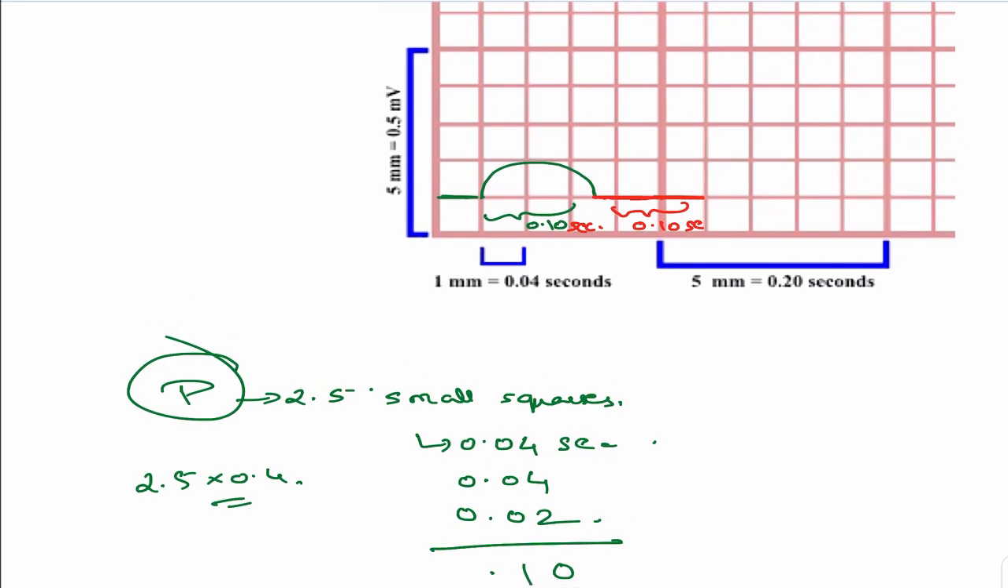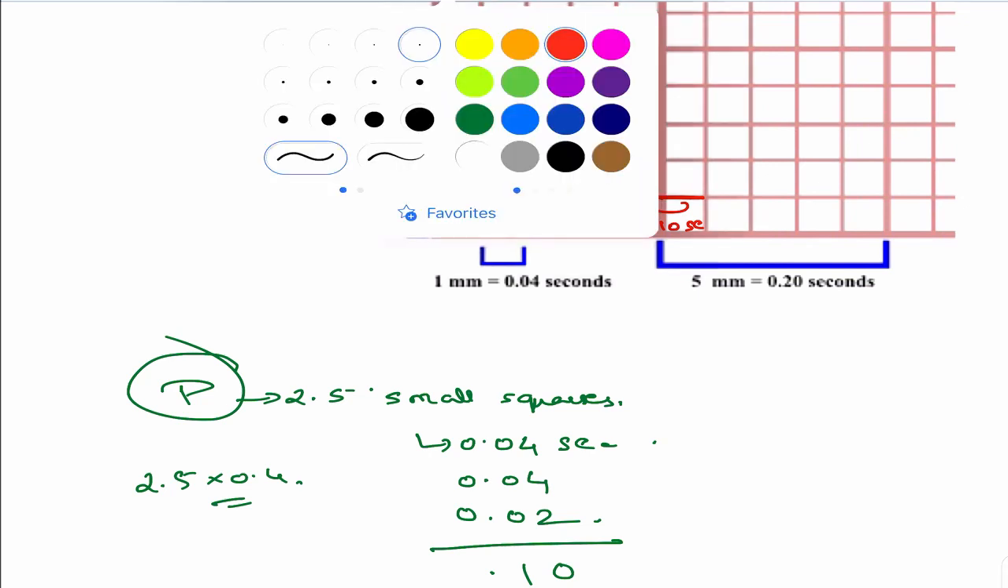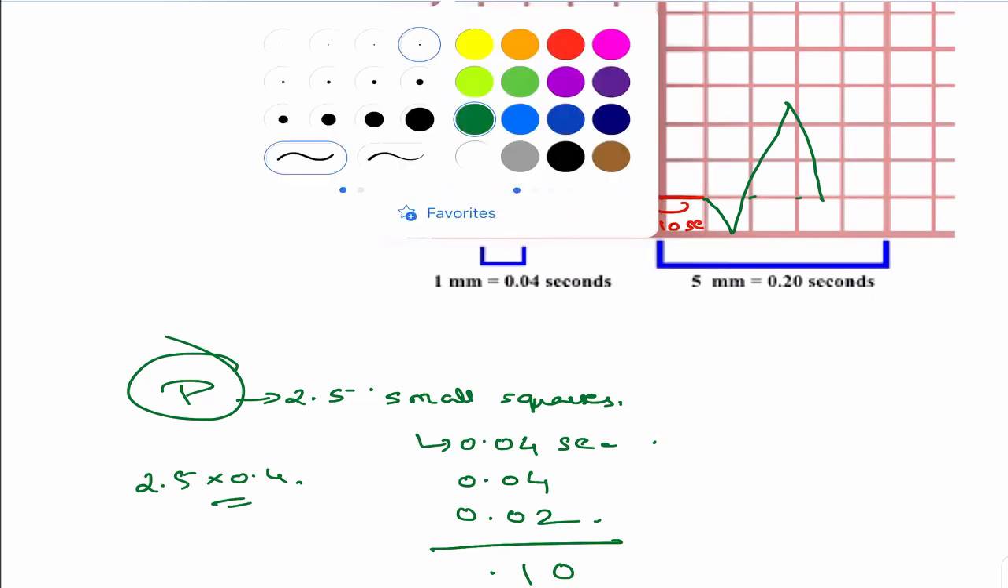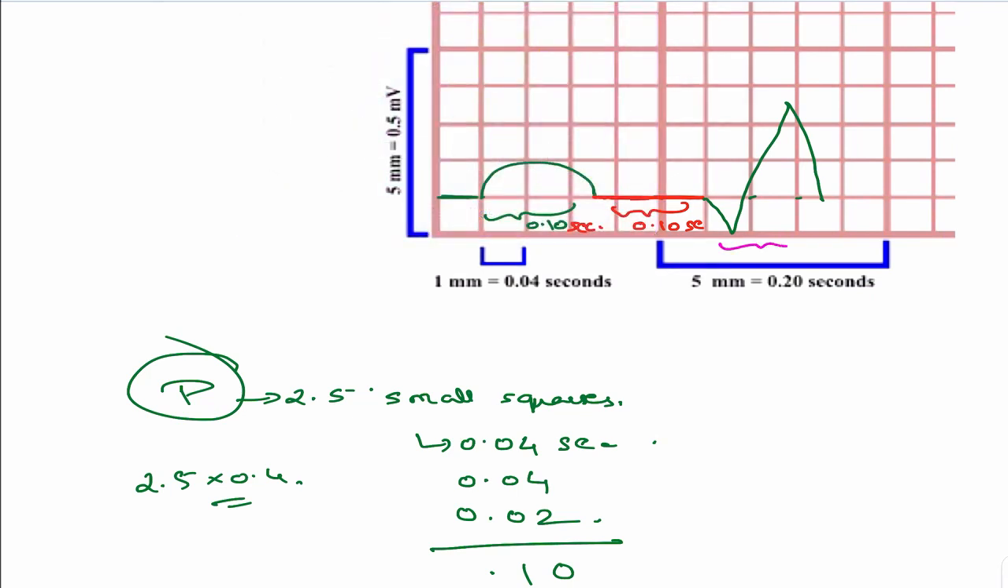Now next is the QRS complex. Does it have any difference? No, it is again 2.5 small squares. So this is 1, this is 2, this is 2.5. Somewhere here it will end. So it will be a downward deflection, an upward deflection, and again a downward deflection. So this is the QRS complex, again 2.5. Is there any difference? No, 0.1 seconds. The QRS complex is also 0.1 seconds.